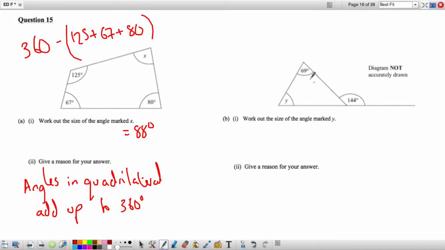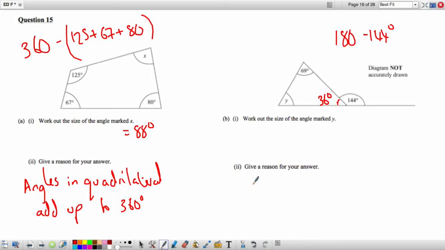In this diagram here, we have a triangle and a straight line. Our first step is to find the angle marked here with the red line. We do that by subtracting from 180, because angles on a straight line add up to 180. So this angle here is 36.